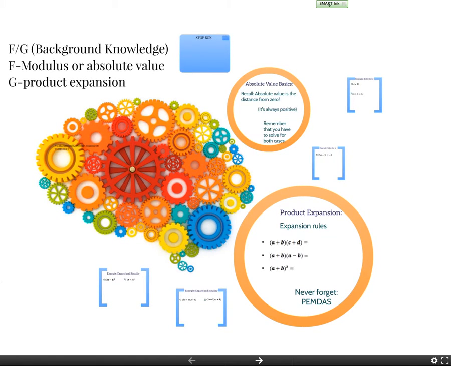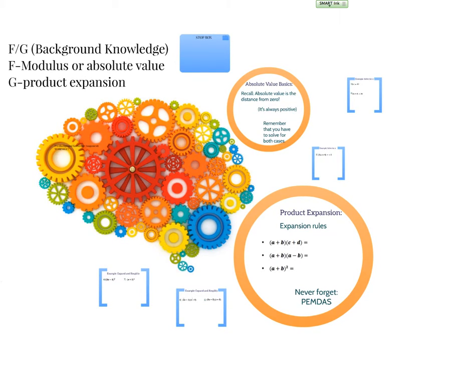Alright, so we are doing both sections F and G. F is called modulus, or absolute value, and G is product expansion. You guys should be pretty familiar with both of these topics, even if it sounds a little weird.